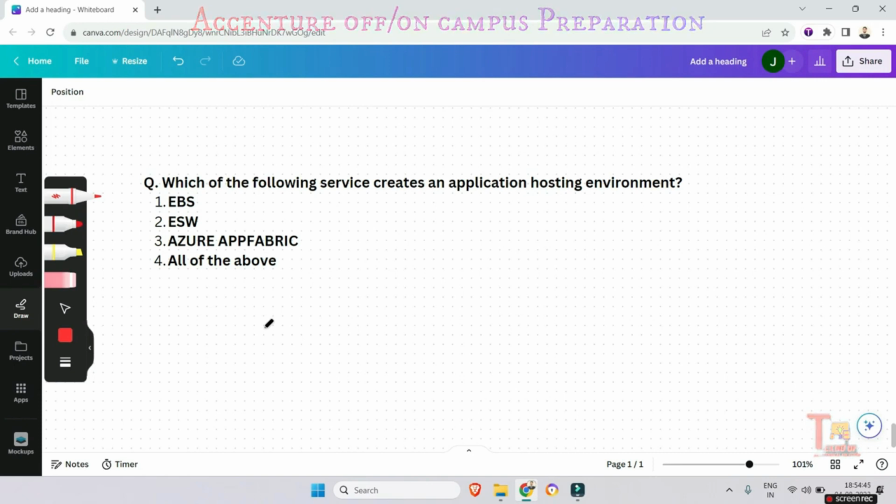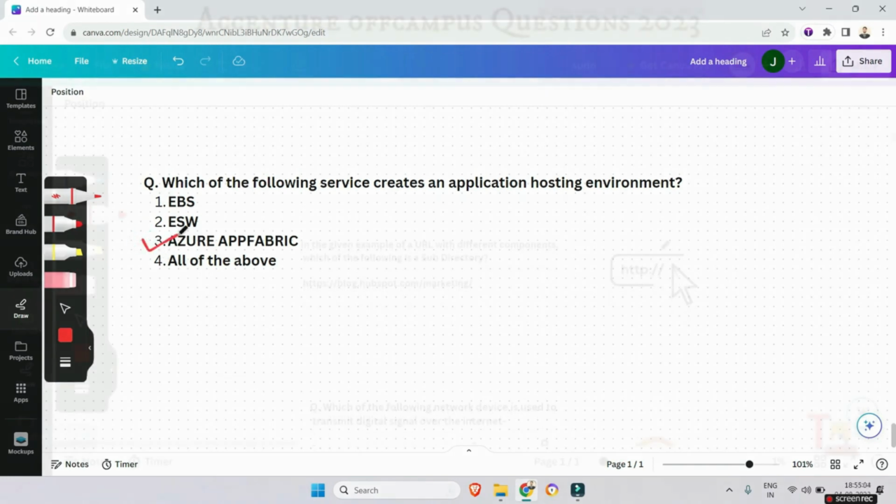Guys, pause the video. If you can answer, please give the answer in the comment box, right? The answer will be Azure App Fabric. Actually, App Fabric is a cloud-enabled version of the .NET framework, right? That's why the answer will be Azure App Fabric, right?